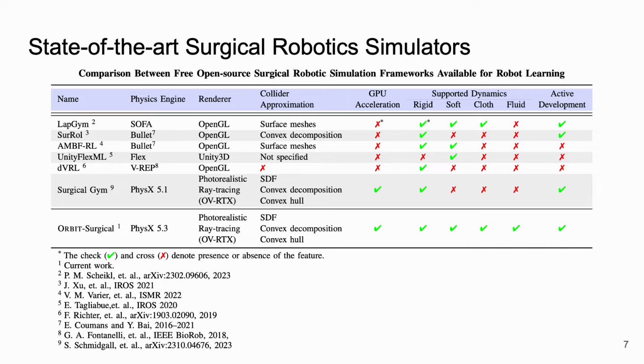This table shows features of prior state-of-the-art open-source surgical robot simulators. They suffer from issues such as limited rendering capabilities, few available surgical tasks, no native support for deformable materials, and importantly, lack of support for GPUs, which prevents efficient learning.